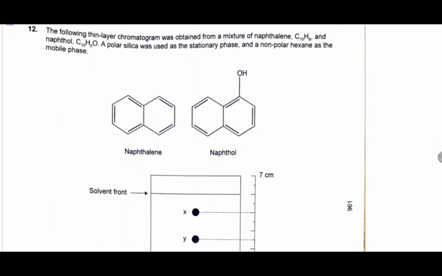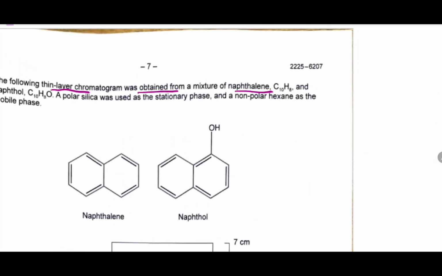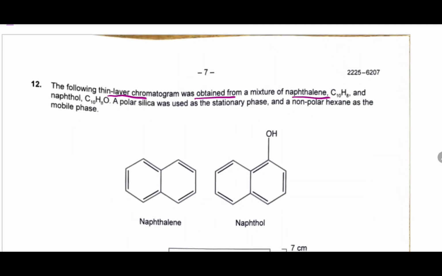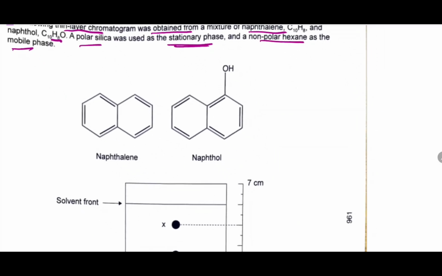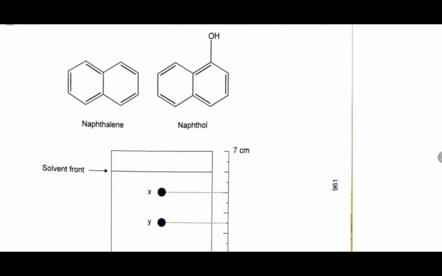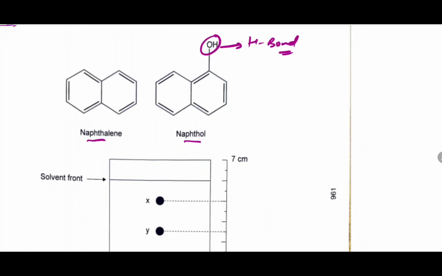Next is question 12. The following thin layer chromatogram was obtained from a mixture of naphthalene, C10H8, and naphthol, C10H8O. Polar silica was used as the stationary phase and non-polar hexane as the mobile phase. Okay, got it. So naphthalene and naphthol. Naphthol has an OH, and this OH can form hydrogen bonds. This we should know here.